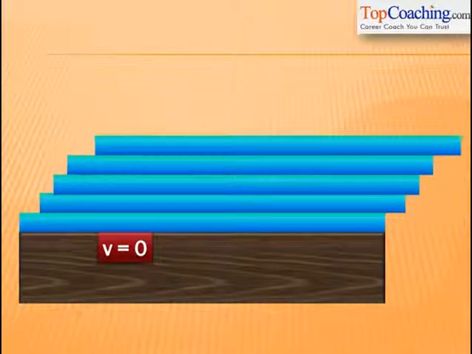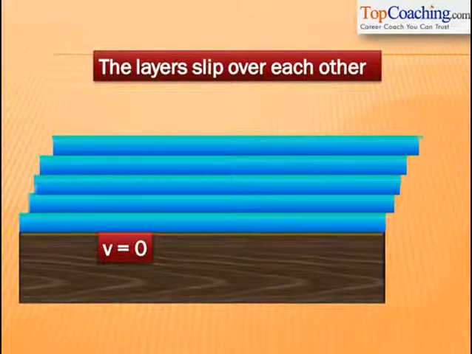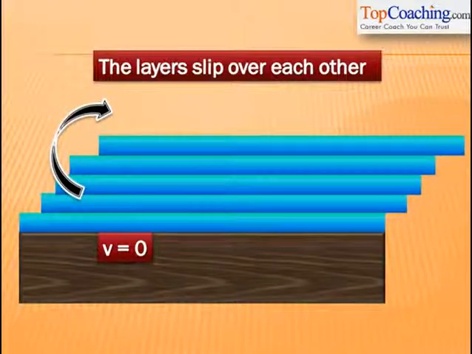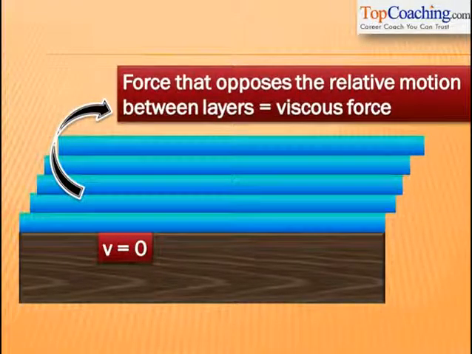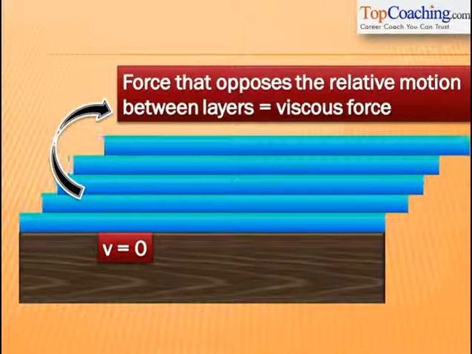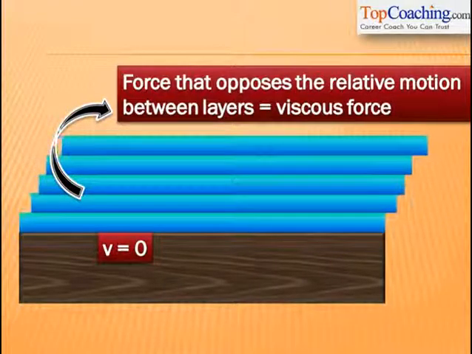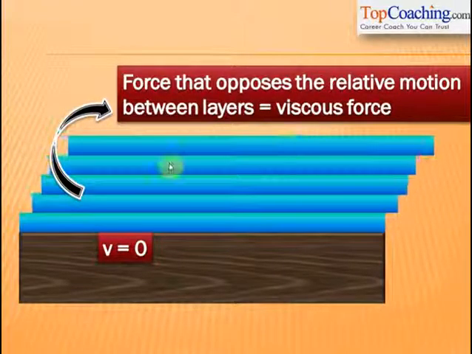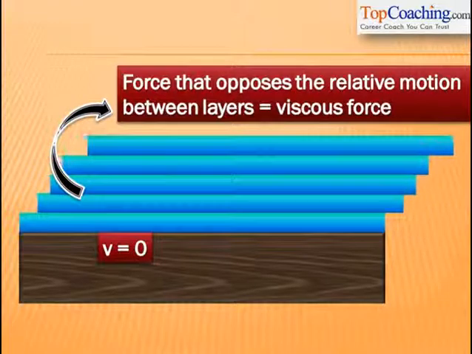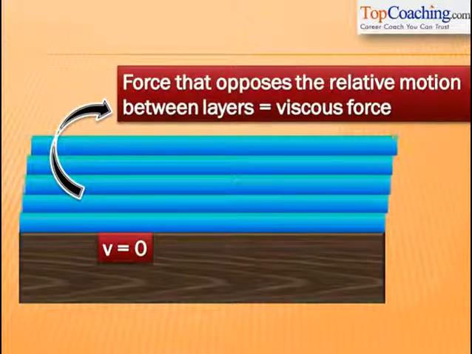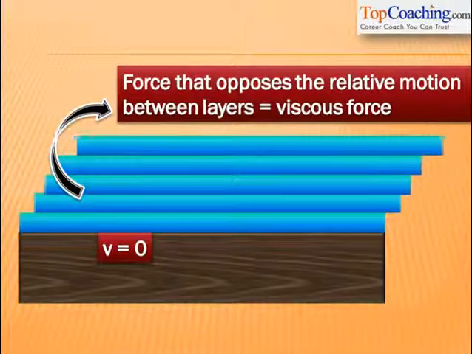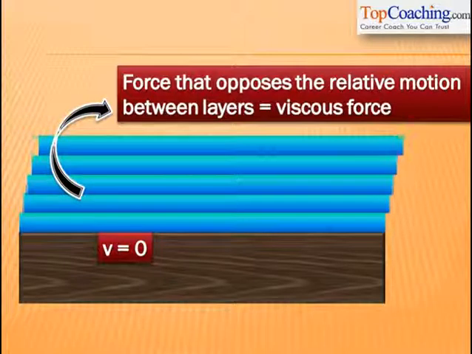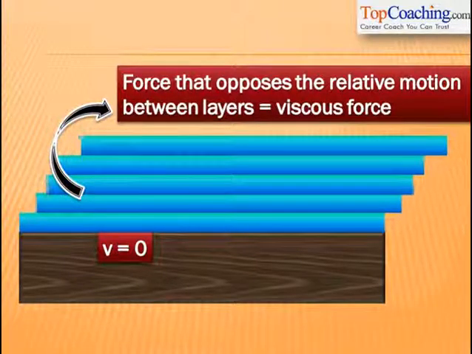Viscosity represents the friction between the layers of the liquid as they slip over each other. Understood? It is the friction between these layers that opposes the relative motion between the layers that viscosity represents. In fact, viscous force is the force that opposes the relative motion between the layers. Understood? That is what viscosity represents. So the more the viscous force, the lesser the liquid will flow, because the more the opposition to the motion between the layers will be. Isn't it? And the lesser the viscous force, the more easily the layers will flow, and the liquid will flow very, very easily.